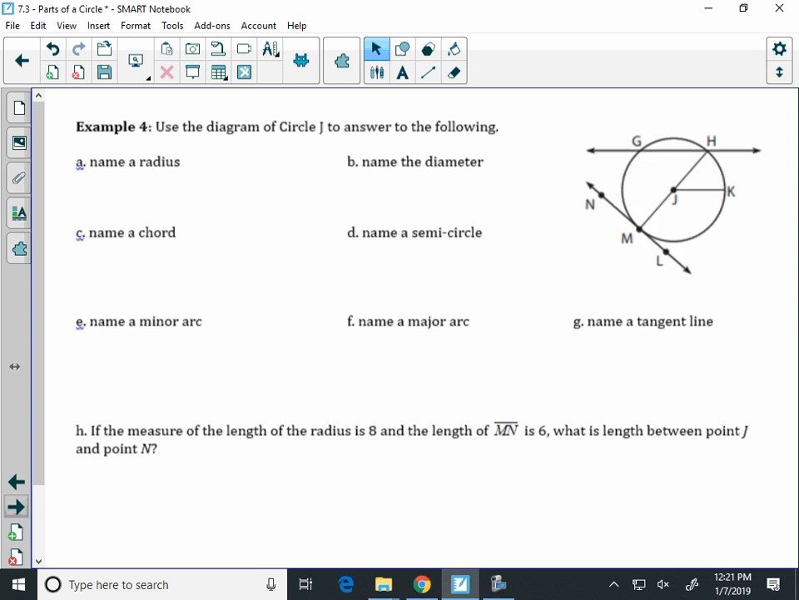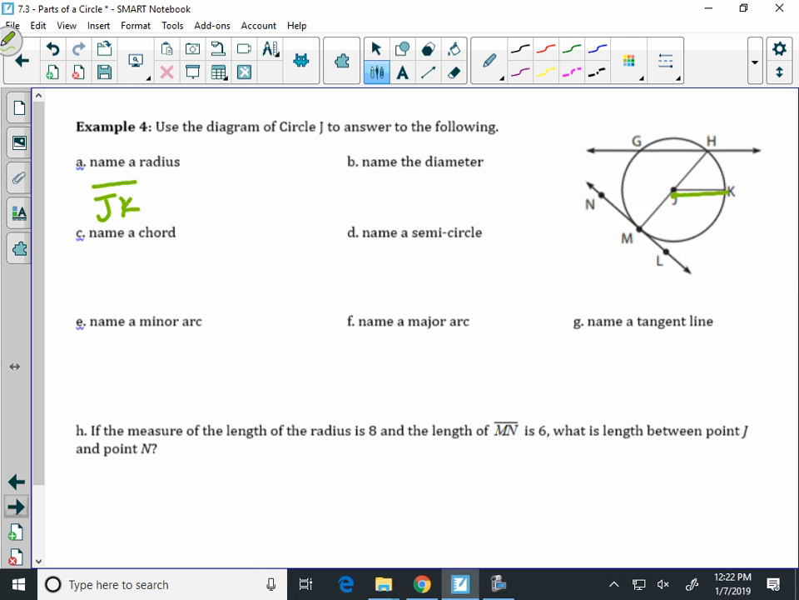Name a radius. Who can give me a radius of the circle? Sarah? JK. Again, there's more than one right answer. You could have said JM or HJ, but JK is a radius. It's going from the center to the edge. Someone give me the diameter drawn.